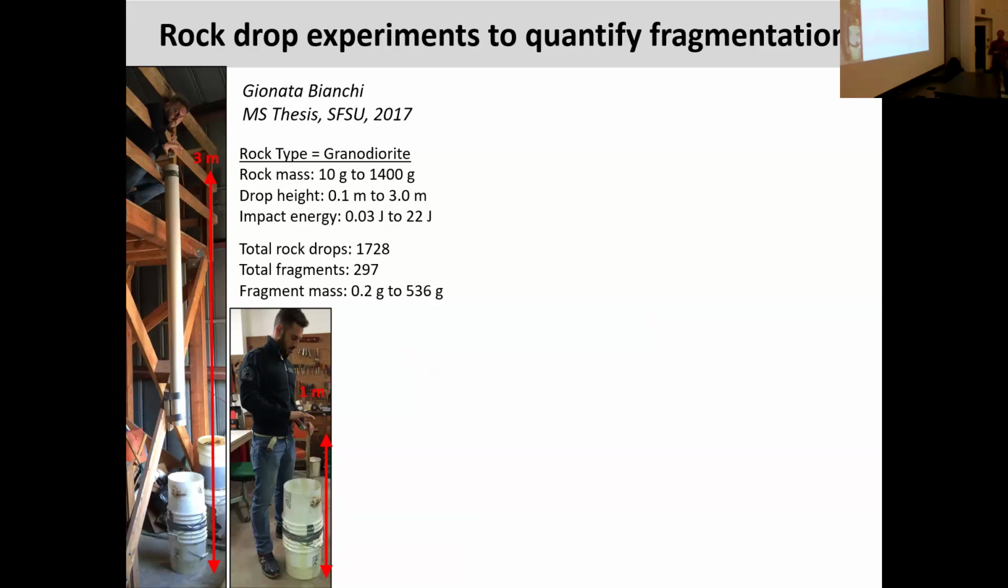And he dropped a lot of rocks, okay? He dropped little rocks that are 10 grams, big rocks that are 1.4 kilograms. He dropped them from 1 meter up to 3 meters. And so we got a couple orders of magnitude in impact energy. And he dropped them into these buckets with the bottom cut out of them, to be able to sweep up and measure every single bit of the material that was broken off of these rocks.